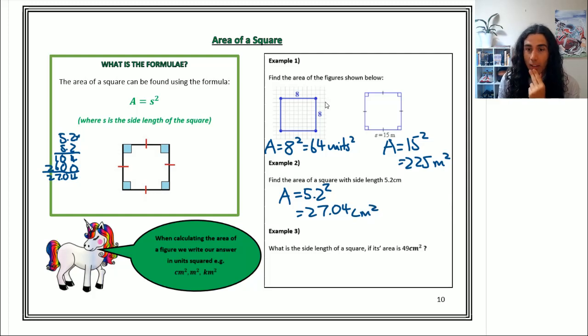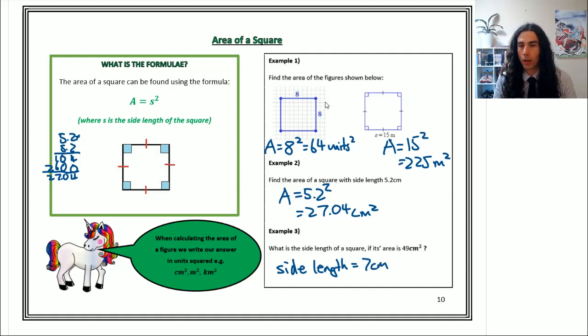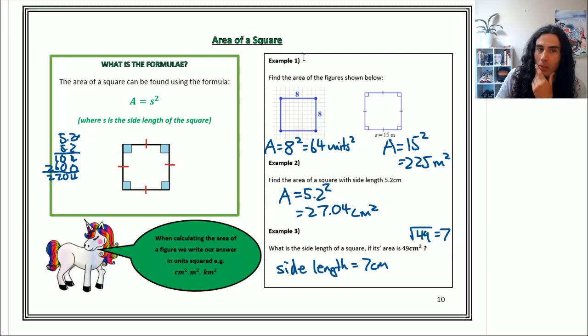And what is the side length of a square if its area is 49? So this one's different. It's saying the area is 49 centimeters squared. What square gives you 49? The answer is 7. Side length equals 7 centimeters. And the way you did that is you actually did the square root of 49. You put that in a calculator. Hey, that's the first page. So, if you want to, you can pause it now, but I'm going to scroll down.